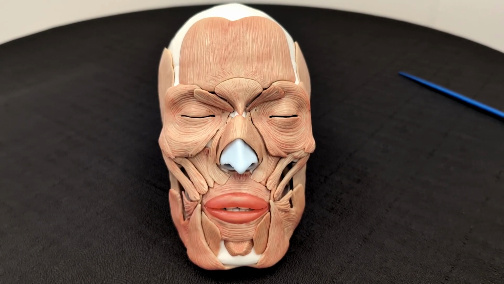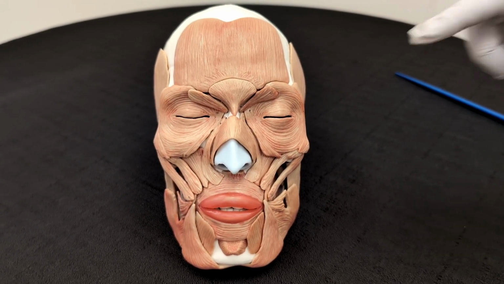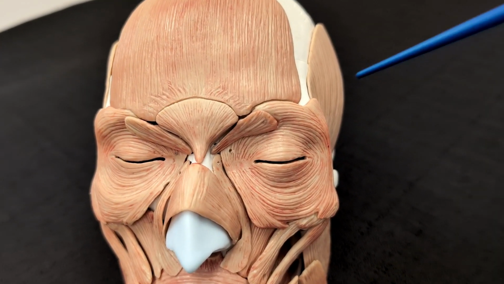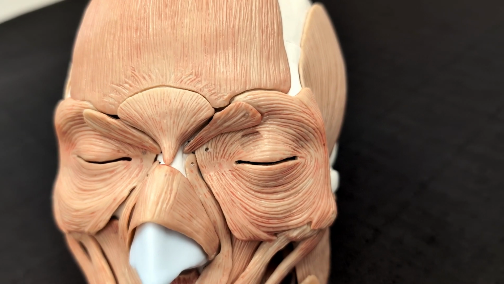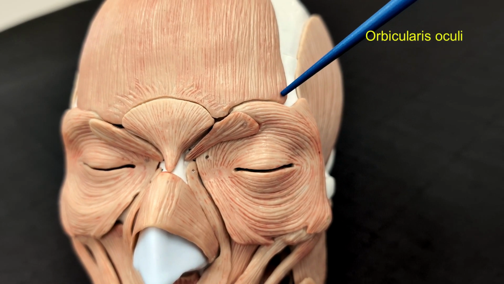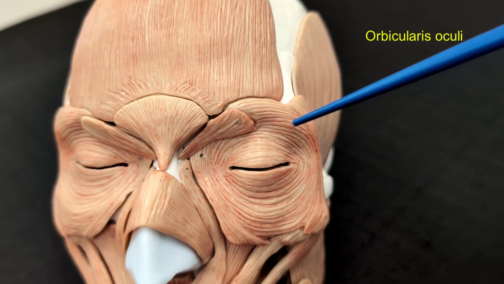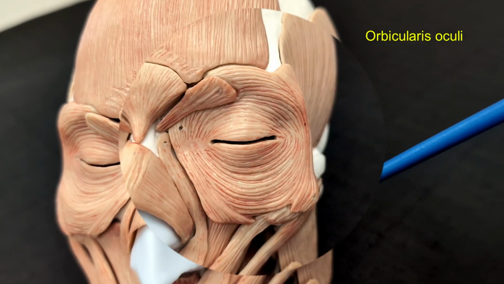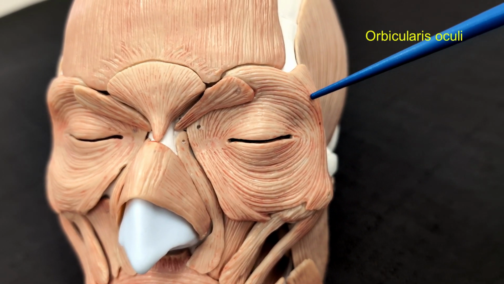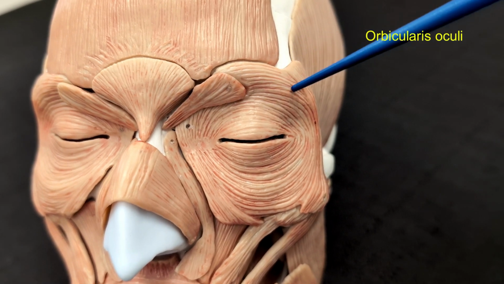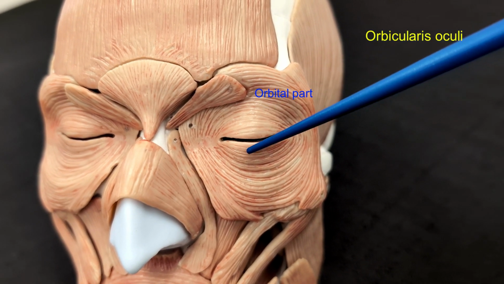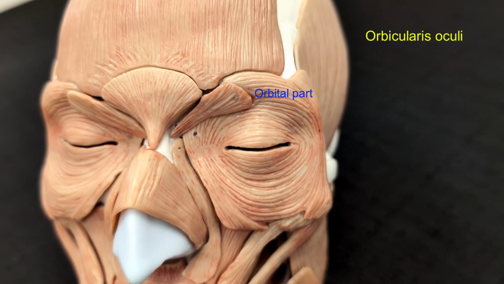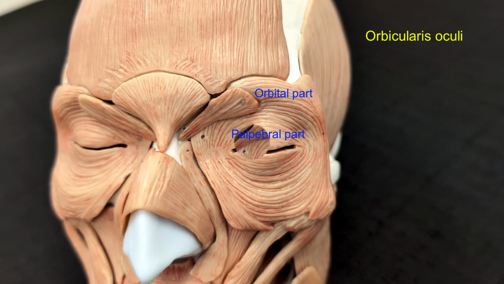So let's start with the group of muscles of facial expression that are present around the orbit. You can see here this muscle with circularly arranged muscle fibers. This is called the Orbicularis oculi muscle, and it is not only restricted to the eyelid, but also surrounds the orbit. So the bigger part of the muscle is called the orbital part, while the smaller part that is present in the eyelid is called the palpebral part of the Orbicularis oculi muscle.